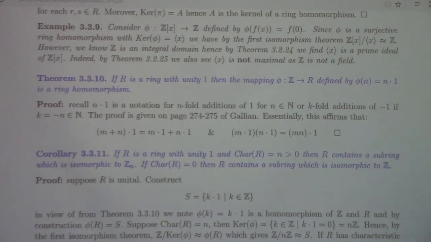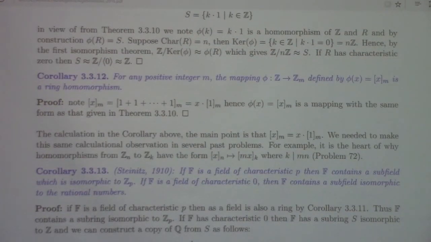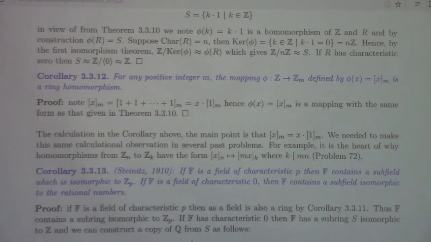First of all, one of its implications, the first corollary, is that if you have a ring with unity and the characteristic is positive, that means that it has a subring which is isomorphic to Zn. And on the other hand, if the characteristic is zero, that means R has a ring inside it which is isomorphic to the integers. Very, very beautiful general statements. The next corollary says that for any positive integer m, the mapping from Z to Zm defined by this is a ring homomorphism. I'm actually very unexcited about that corollary. I'm embarrassed that I just read it to you. Let's go on.